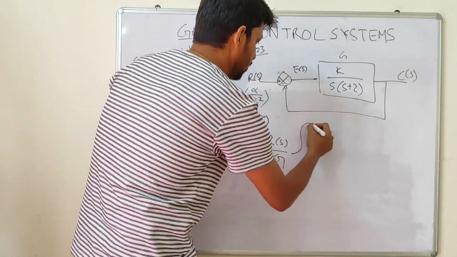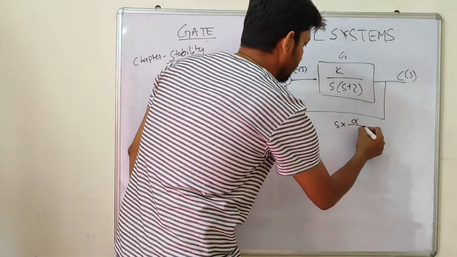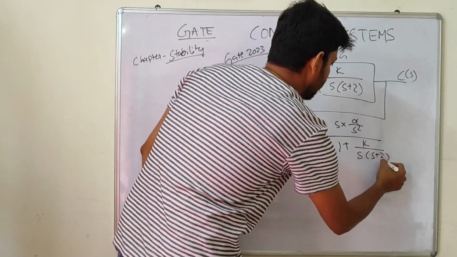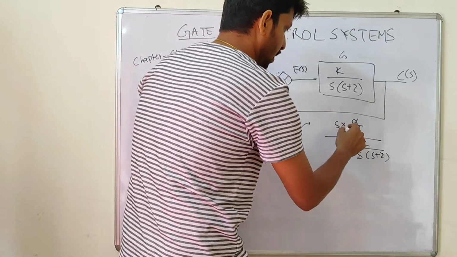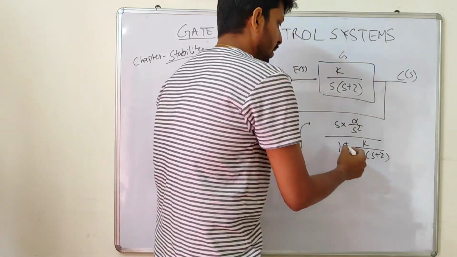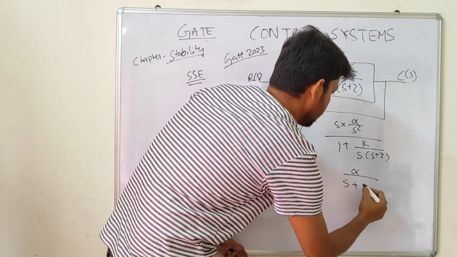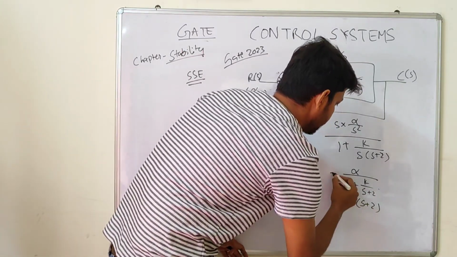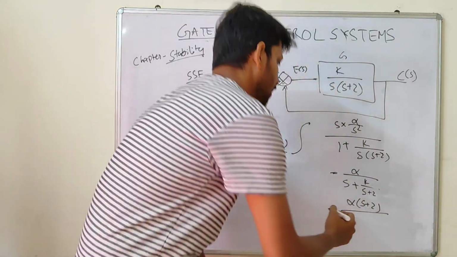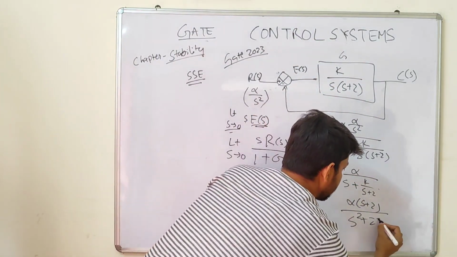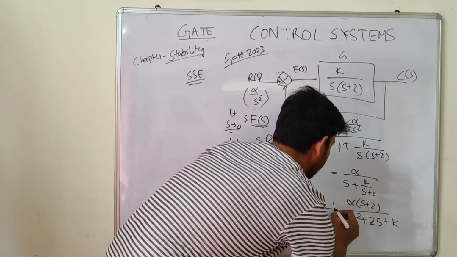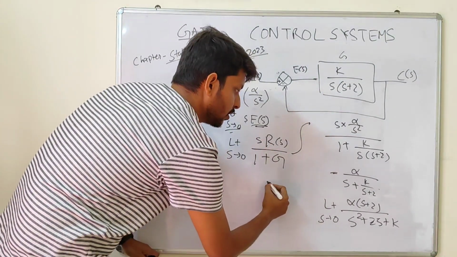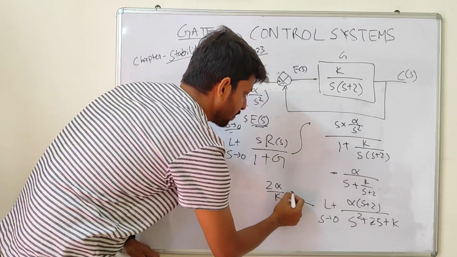which is s into alpha by s square divided by 1 plus k by s into s plus 2, which is again multiplied by s. So it becomes alpha by s plus k by s plus 2, again multiplied by s plus 2, then it becomes s square plus 2s plus k, limit s tends to 0. So put s is equal to 0, and you'll get 2 alpha by k. So this is the answer.